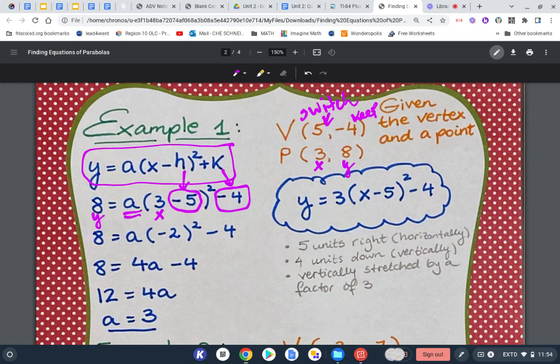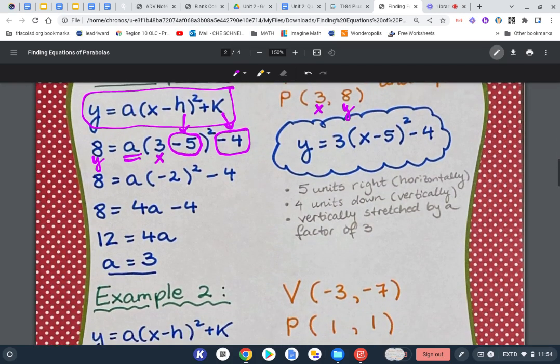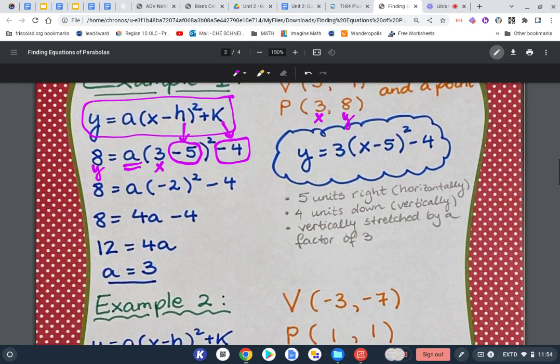You have to find your a in order to know how wide the parabola is going to be and whether or not it's opening up or down. Okay, so after evaluating, solve for a happens to be 3. Then you go back to your y equals form, the vertex form, you replace your a, h, and k, and you keep the y and x as is.